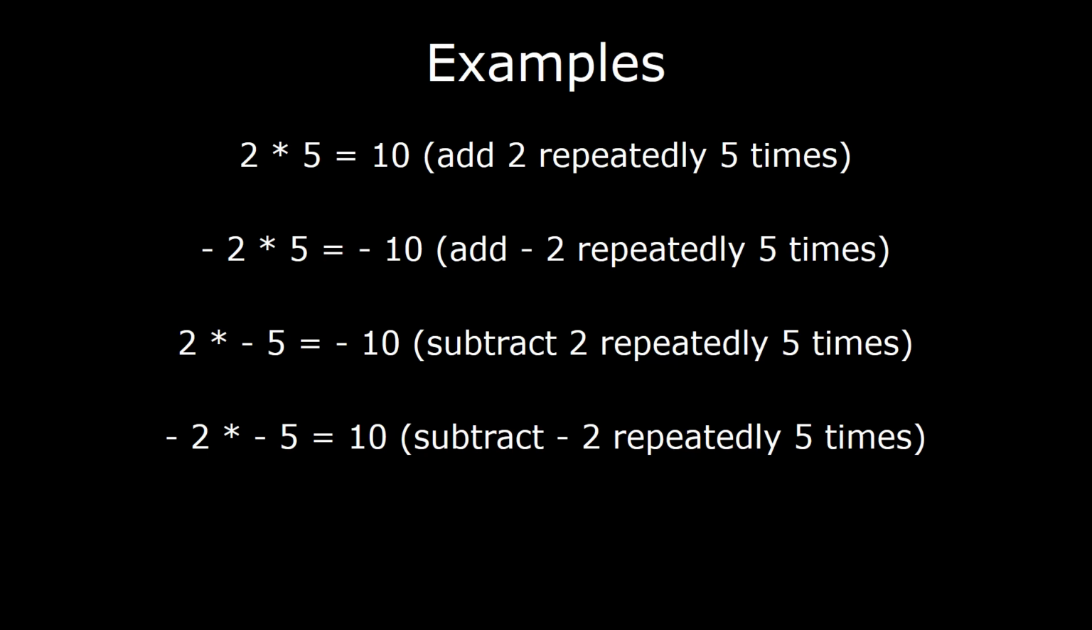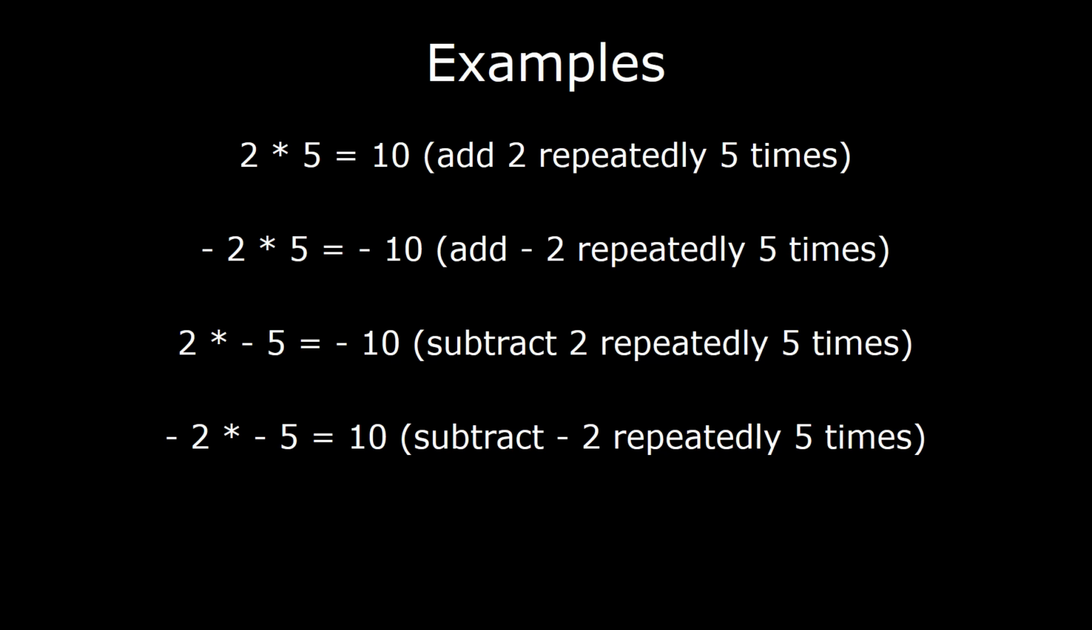What you would say here is that subtract minus 2, 5 times. So I'm telling you that this means subtraction of a negative number repeatedly. So this would become minus minus 2, minus minus 2, minus minus 2, minus minus 2, minus minus 2.